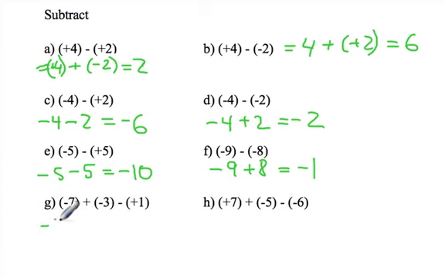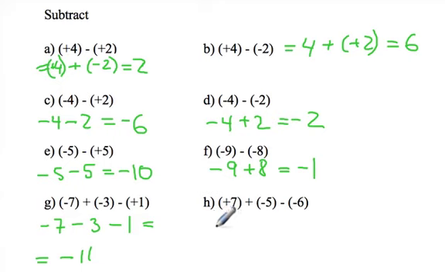Here we have -7, take away 3, take away 1. Plus and a minus makes a minus. Minus and a plus makes a minus. So now we have -7, take away 3, take away 1, and that equals -11.